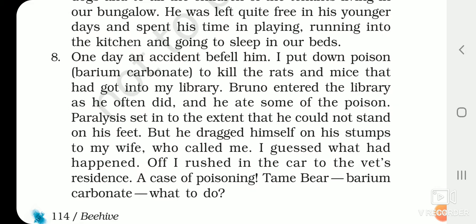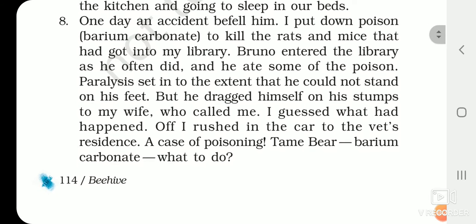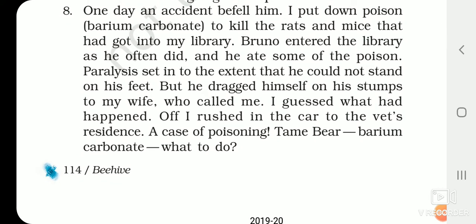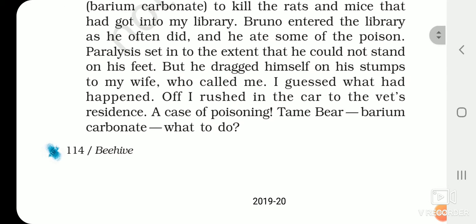I put down poison, barium carbonate, to kill the rats and mice that had got into my library. Bruno entered the library as he often did. He ate some of the poison. Paralysis set in to the extent that he could not stand on his feet, but he dragged himself on his stumps to my wife. Stumps here means that he was trying to drag himself on his paws, on his claws. Okay, my wife called me. I guessed what had happened. Off I rushed in the car to the vet's residence. A case of poisoning, tame bear, barium carbonate.